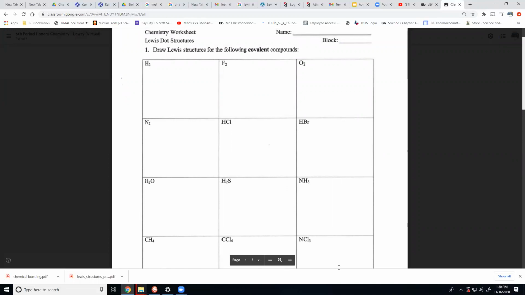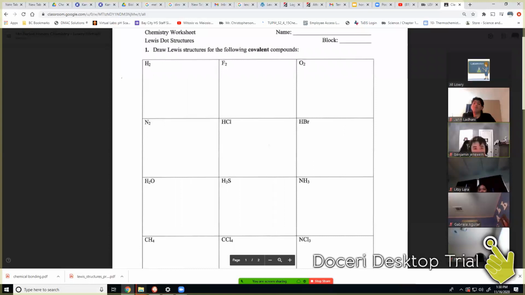So the first step is you see how many total valence electrons you have. Each hydrogen has 1, so 1 plus 1 gives me 2. So I have 2 valence electrons. That's all I have to work with. So this is going to be an easy one.